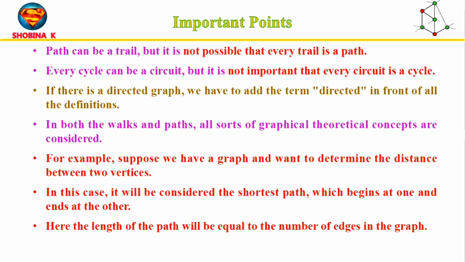For example, if we have a graph and we want to determine the distance between two vertices, in that case we will consider the shortest path which begins at one and ends at the other. And here the length of the path will be equal to the number of edges in the path.